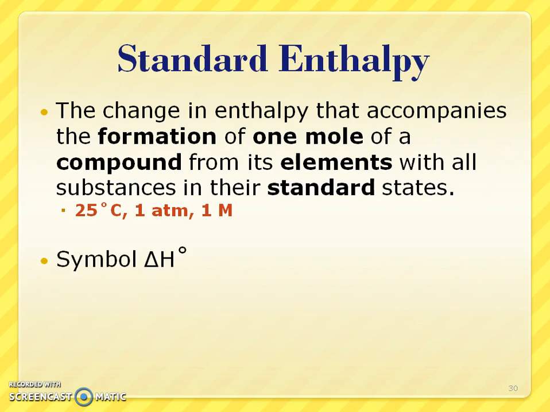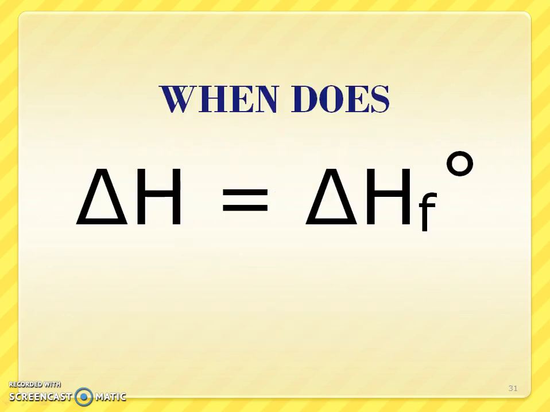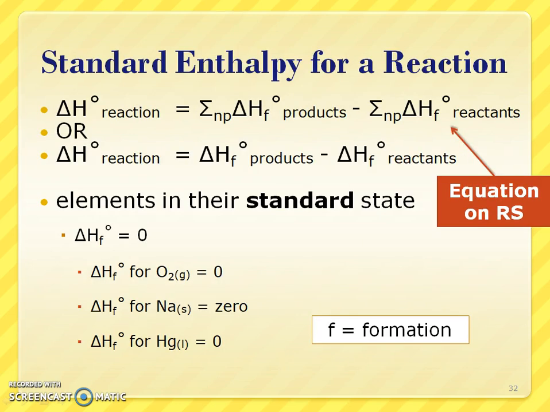Sometimes you're going to see a delta H with a degree symbol, and that degree symbol just really means that that reaction was carried out under standard conditions: 25 degrees Celsius, 1 atmosphere, or if we're making a solution, it would be 1 molar. So when does delta H then equal delta H of formation with that little degree sign? When the elements are coming together in their standard states to make that compound. In other words, that compound is being formed from its elements.